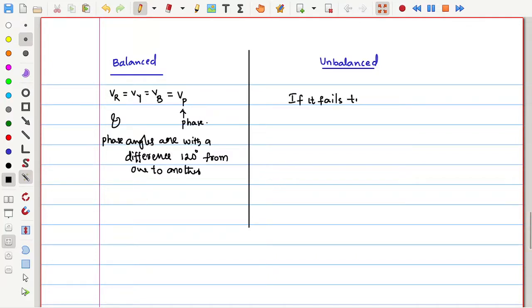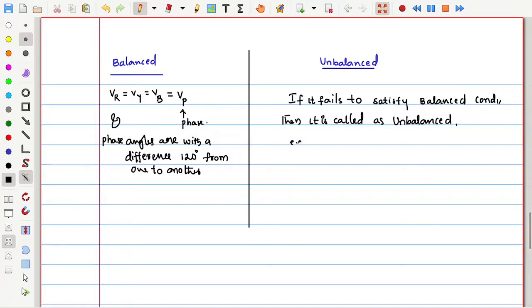So let me say that if it fails to satisfy the balanced condition, then it is called unbalanced. Unbalanced. You should understand this very carefully.